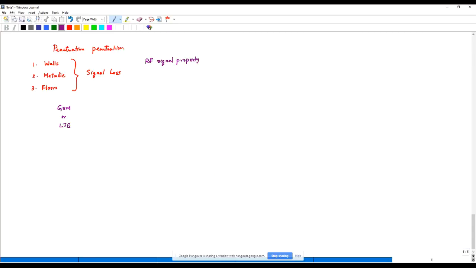However, there is one aspect that is a factor. If I look at GSM, for example, at 900 megahertz, and I look at LTE at 2.3 gigahertz, or let us say 3.1 gigahertz, notice that LTE is at a much higher frequency. Now, all of these losses increase as the carrier frequency increases. So GSM will have lower losses for the same going through walls, metallic objects, and through floors, while LTE will have higher losses.